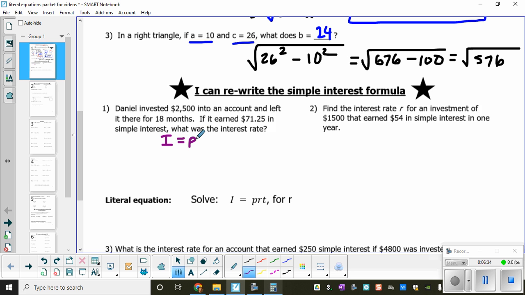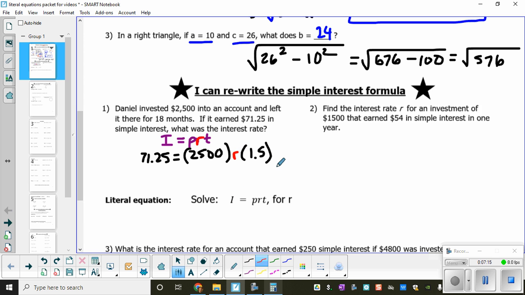All right, so let's go back to the I equals PRT formula that you guys know. And it always looked like this, I equals PRT. And there were problems this school year when I wanted to know what is the interest rate. So in this scenario, Daniel invested $2,500. So we have our principal is $2,500. And he invested this for 18 months. Now 18 months is 1.5 years. So I'm going to put a 1.5 here for years for time. If it earned $71.25 in interest, so that means over here we have the $71.25 that it earned. And we're trying to find the red number here, the interest rate.